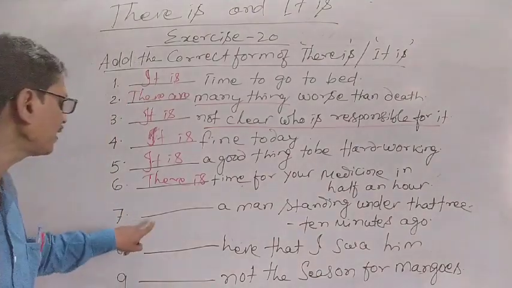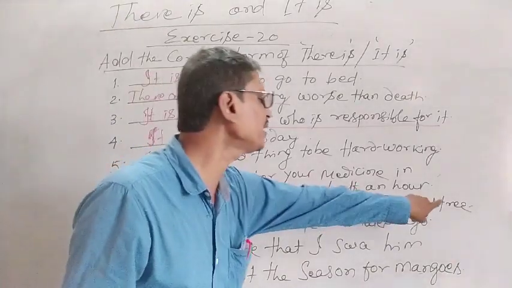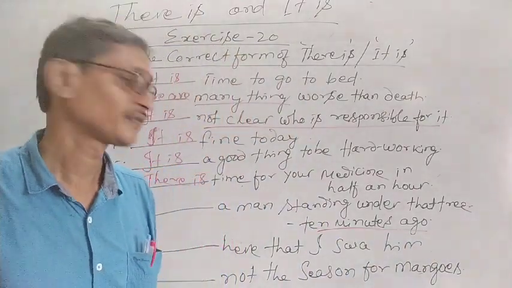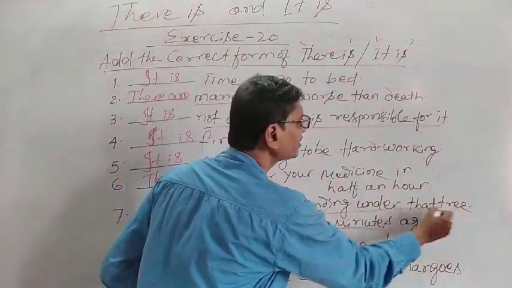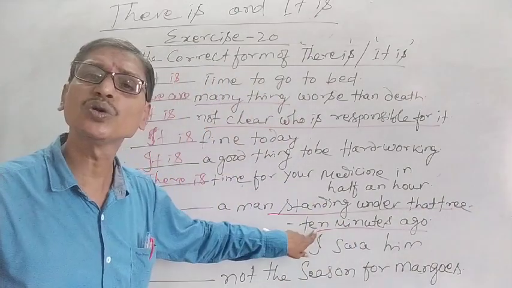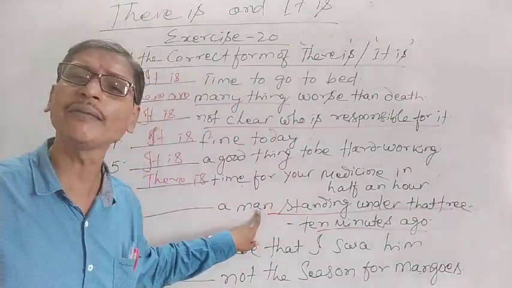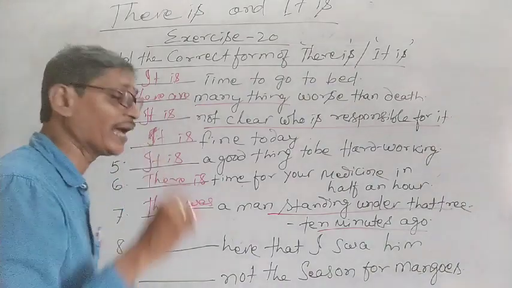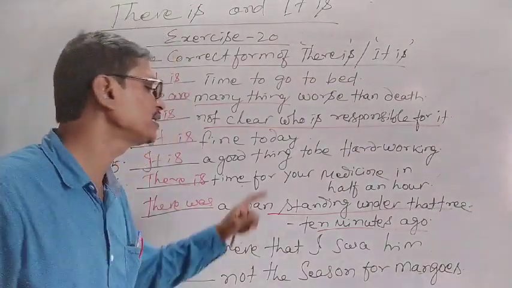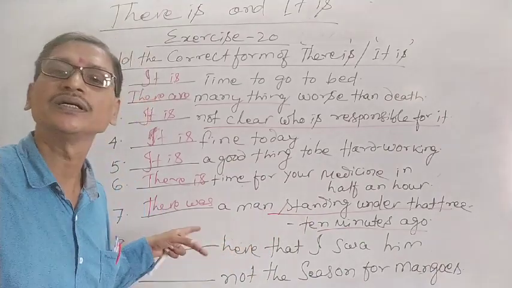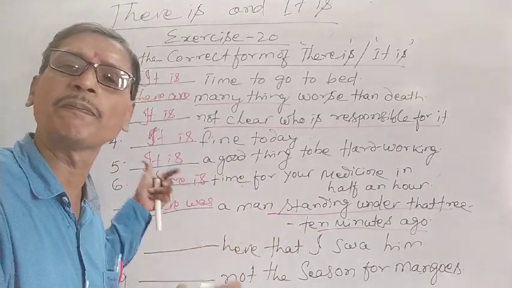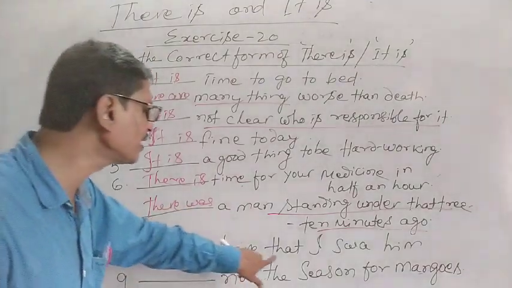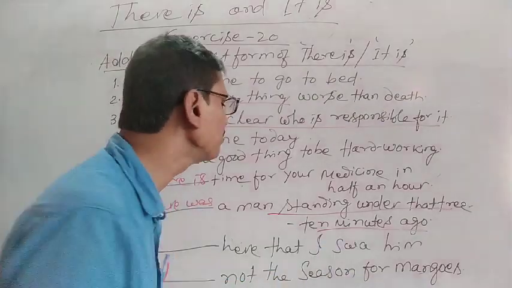Okay? So number 7, a man standing under the tree 10 minutes ago. Ten minutes ago is talking about the past time. So a man standing under the tree in the past, a singular subject, a man. We can use "there was a man standing under the tree 10 minutes ago". It is talking about the presence or existence of someone somewhere in the past. Clear?